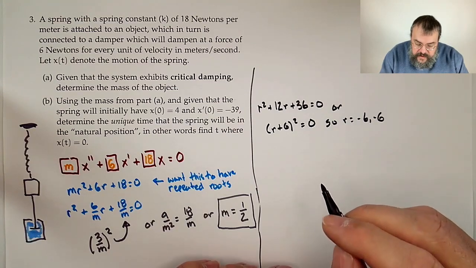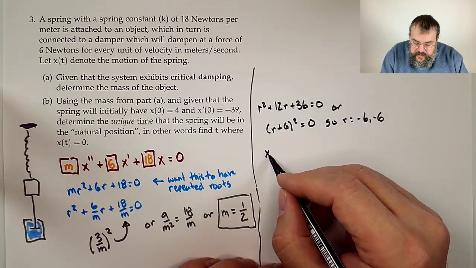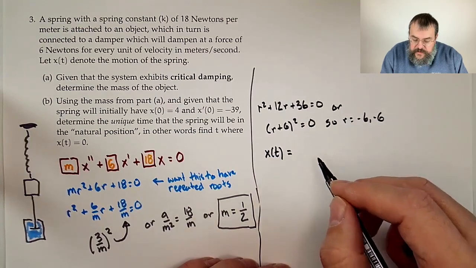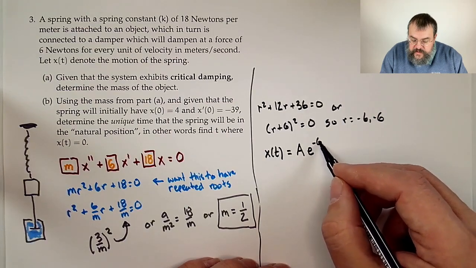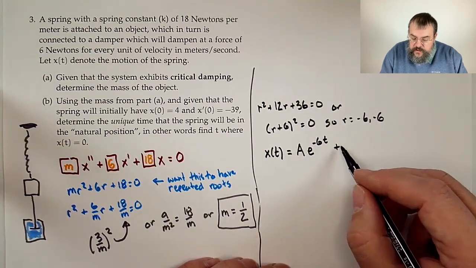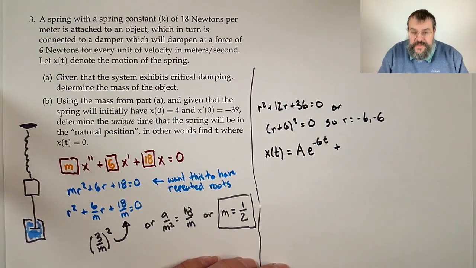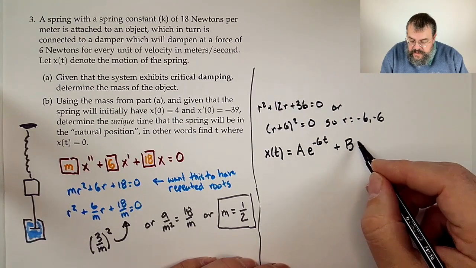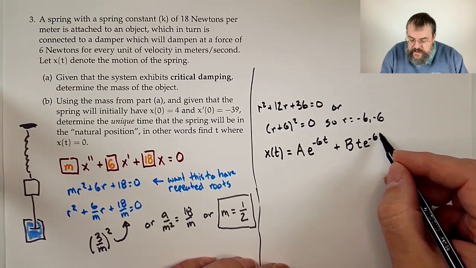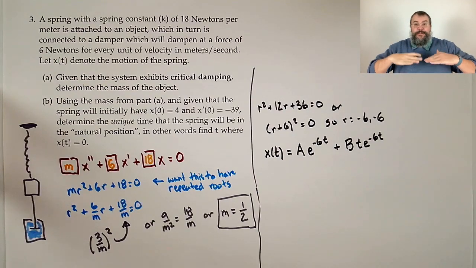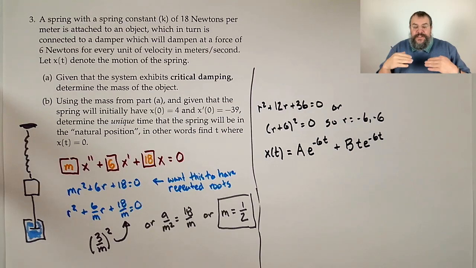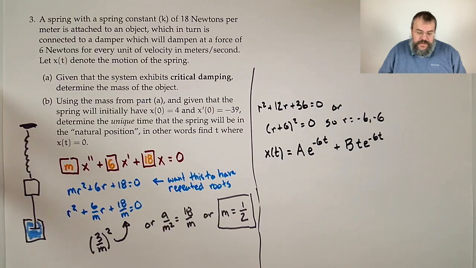So what does that say? Well, it says that our x of t has to have the form some constant a times e to the minus 6t, and then it's repeated, so we have to do our bumping up. So there's some constant b times t e to the minus 6t. And that's the behavior of the spring. And remember, it is possible for a spring to not have sines and cosines. That's if the damping is sufficiently large. There's no more sines and cosines.